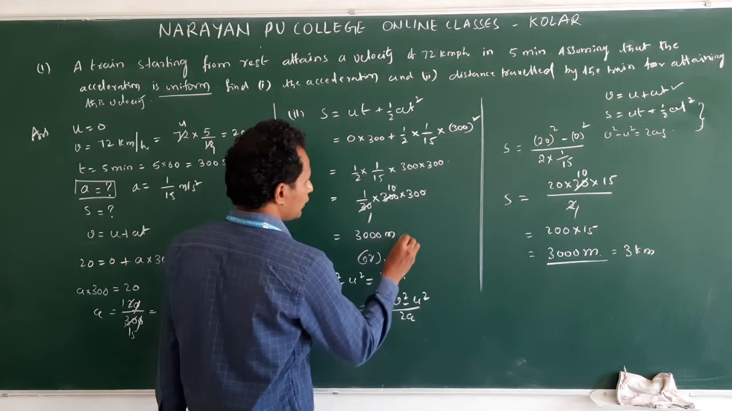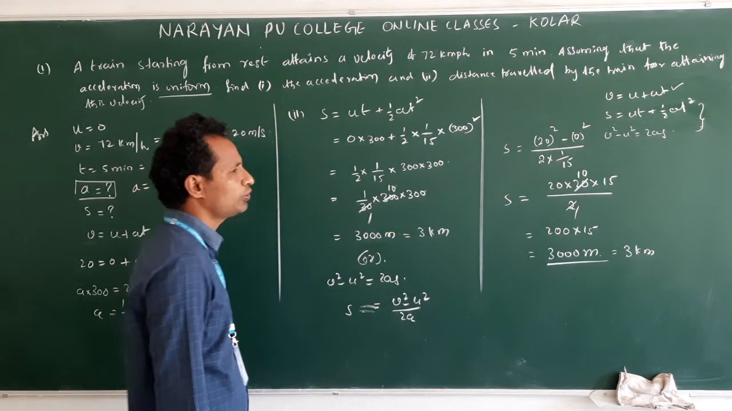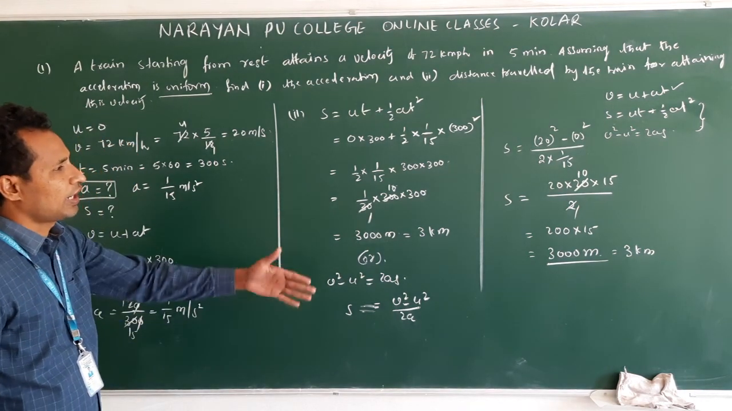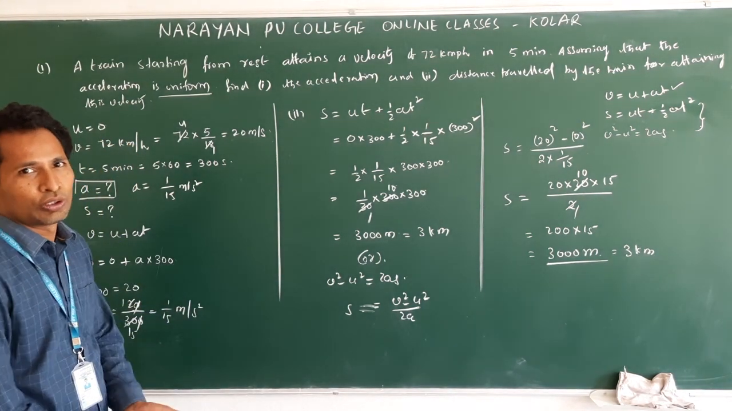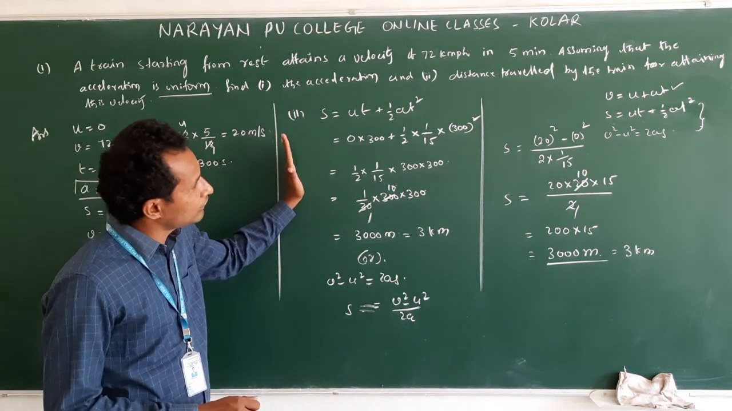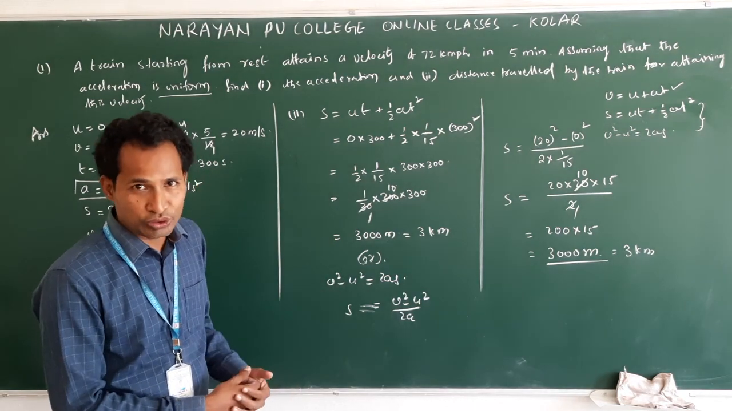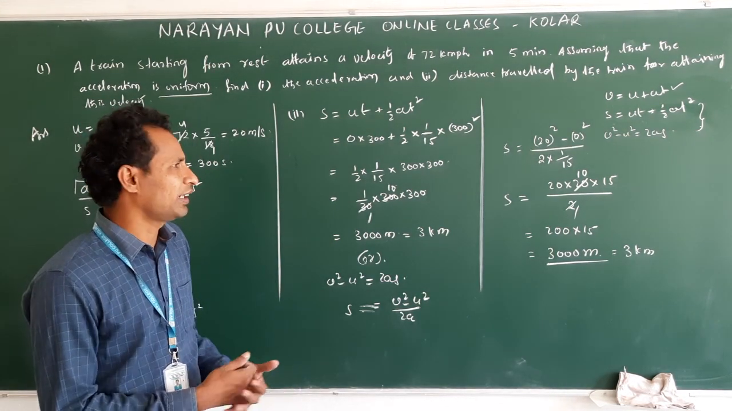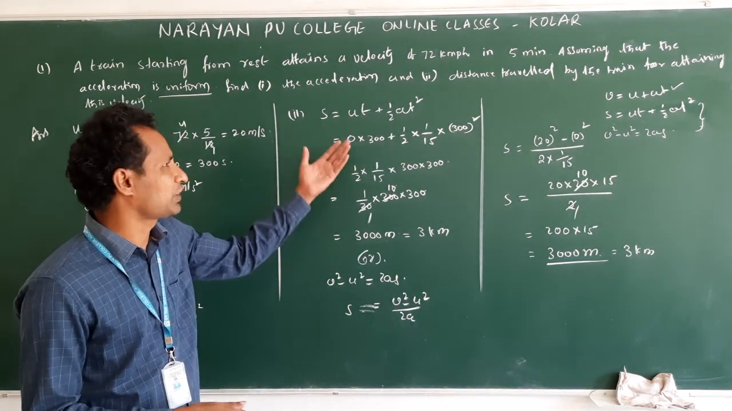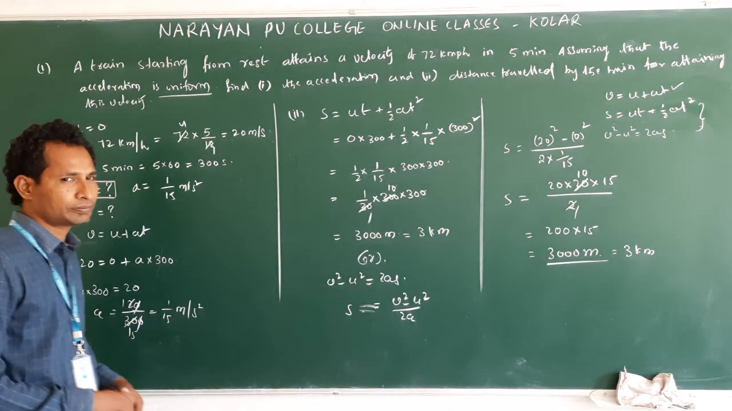Here also the answer is 3 kilometer because 1000 meters is equal to a kilometer. See, the answer remains the same. No matter which equation you select, especially in the second case, whichever formula gives the simple solution, that we need to select. It depends on you only. If you select any one, no problem, you will get the correct answer. Clear?